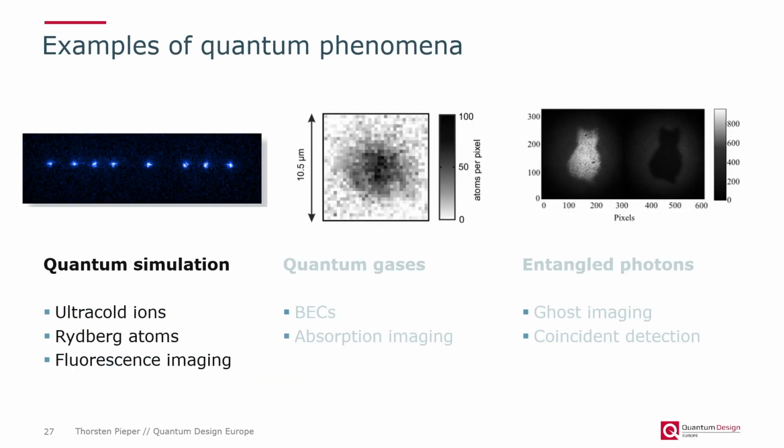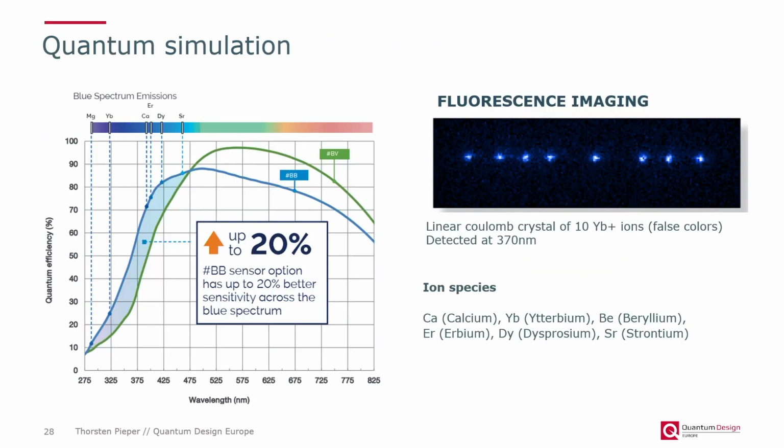The last experiment is called quantum simulation, and we have seen several of these experiments here in ion traps. It looks very similar, but in fact what we see here are not clouds of atoms, but single ions trapped in Paul traps, for example. And they are magnified by objective lenses and then imaged on a sensitive camera. Again, we can choose between different species and different observation wavelengths.